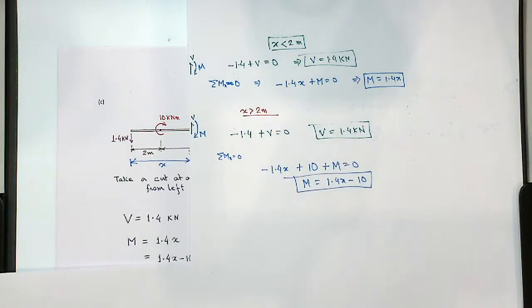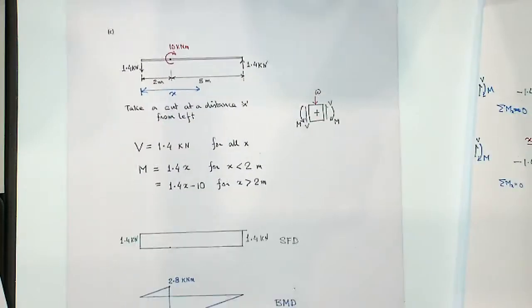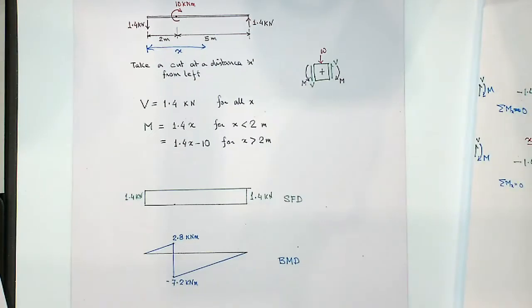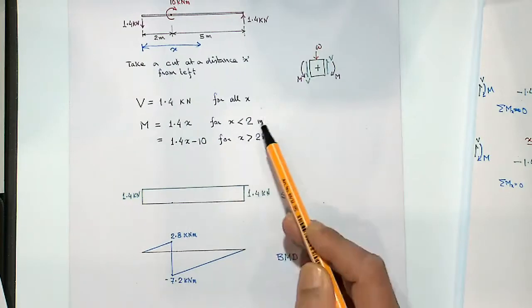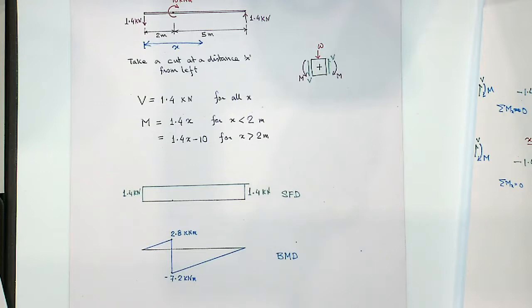So these are the two expressions for x less than 2 meter and x greater than 2 meter, and you can plot those over here. So 1.4 kilonewton there, and bending moment is 1.4x for x less than 2 meter and 1.4x minus 10 for x greater than 2 meter.